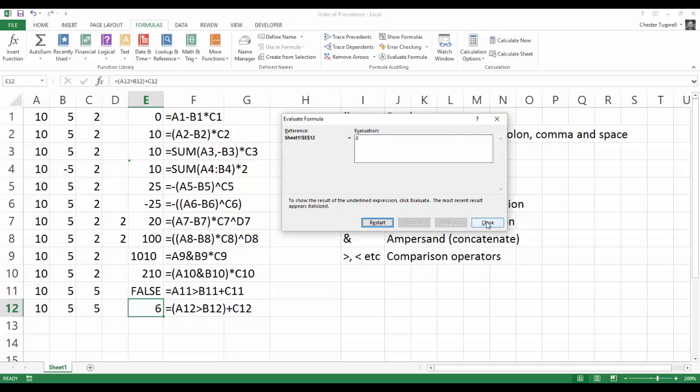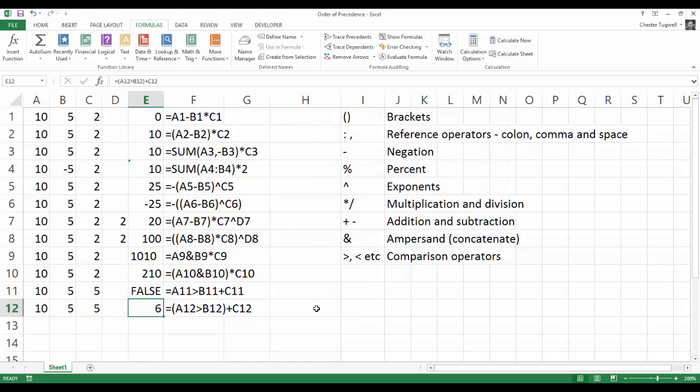So it's unlikely that you'd ever do that calculation, but you can see how by default comparison operators are performed after addition in this case, but put them within brackets, and they're calculated first.